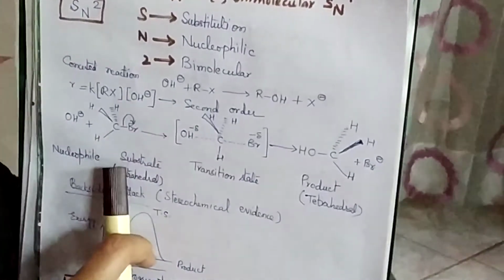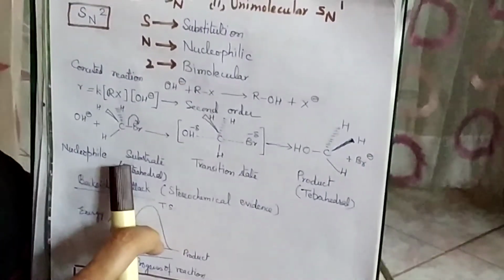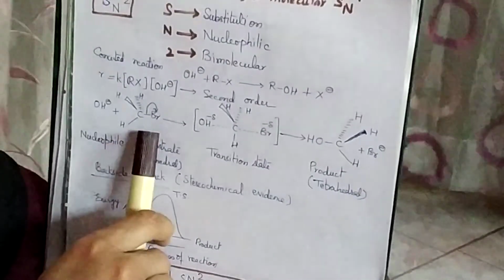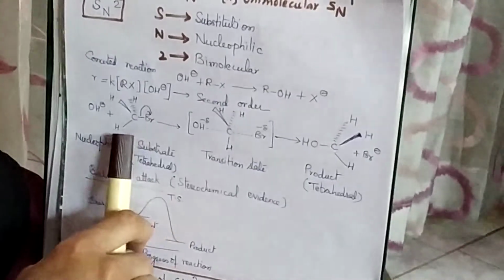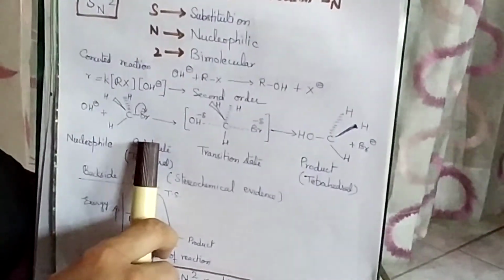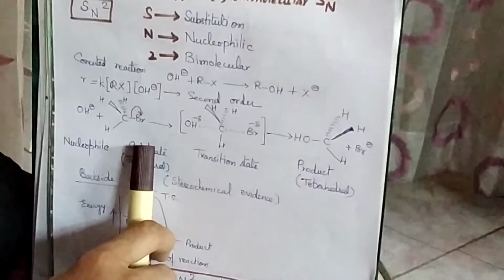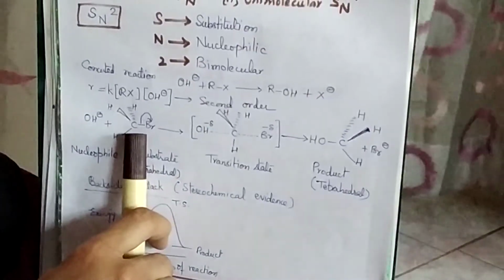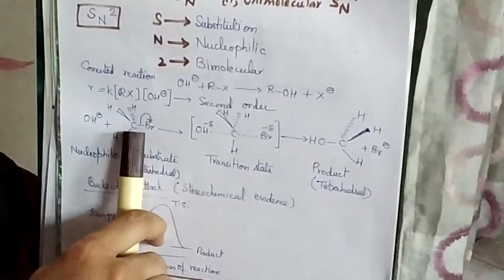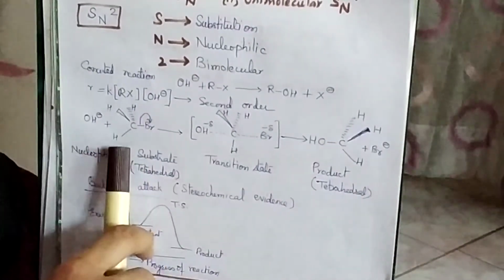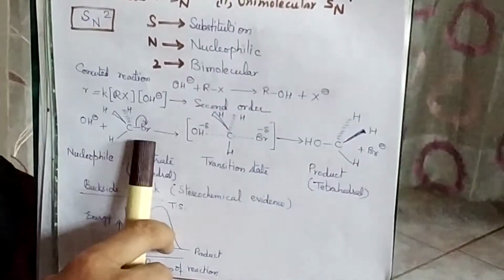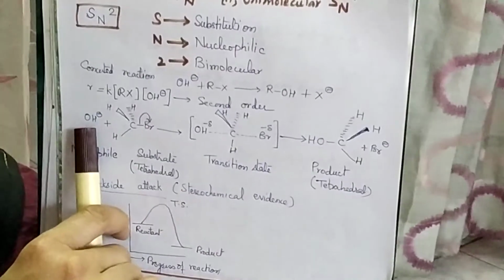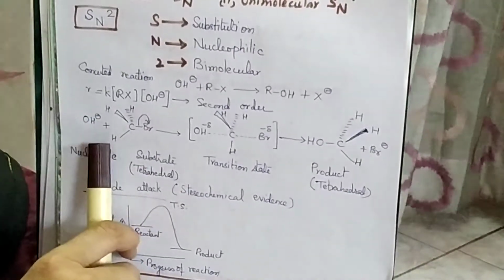Now in this case, let me denote the mechanism precisely by taking an example of, say, methyl bromide. What is this molecule? This is methyl bromide. As you can see, it's a tetrahedral molecule. Tetrahedral means that this carbon atom is attached to 3 hydrogens and 1 Br in a tetrahedral manner, and OH negative is the attacking reagent.